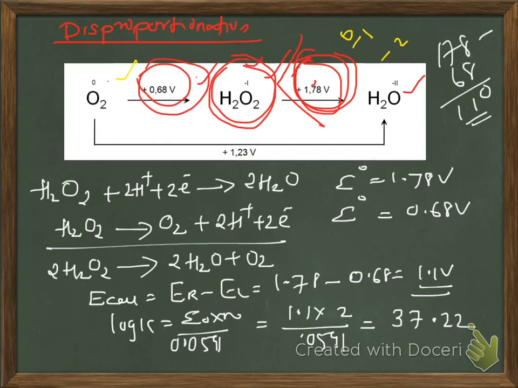So this species is highly unstable. It will disproportionate gradually to this side and this side. Whether disproportionation is possible or not can be seen from the comparison of the potentials. If RHS is greater than LHS, definitely disproportionation of the middle species will take place.